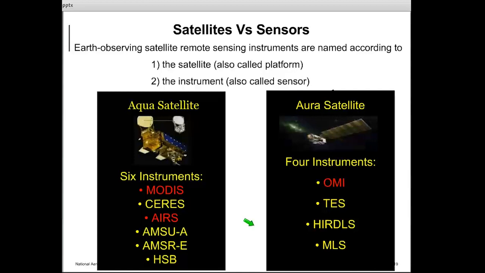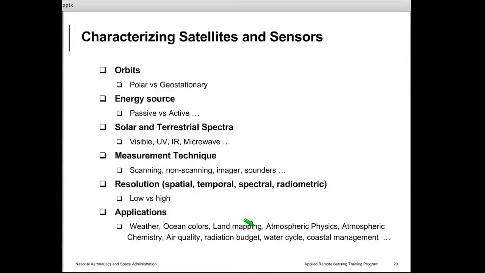So remember, the satellites are the platform on which sensors are installed. Sensors are also called instruments. So when we talk about specific data, it comes from specific sensors or instruments, which can be on board either one satellite or multiple satellites. And we'll see examples of that in coming weeks.